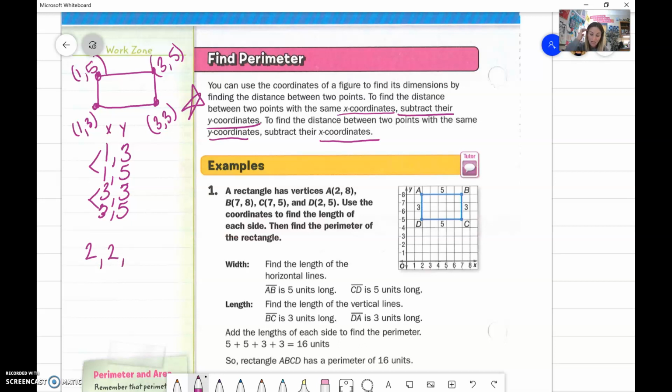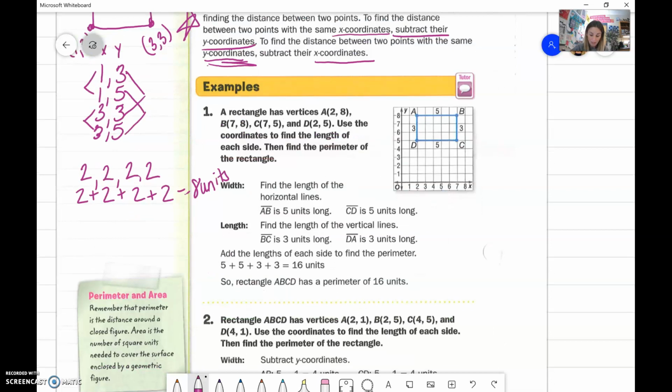And then to find the distance with the same y-coordinates, I'm going to look at the y-coordinates. Notice these 3 and 3 are the same, and 3 minus 1 is 2. It's kind of weird that I picked the same distance, but that's okay. And then 5 and 5 are the same, so I take the x-coordinates: 3 minus 1 is 2. So the perimeter is 2 plus 2 plus 2 plus 2, so 2, 4, 6, 8. The perimeter would be 8 units. That would be the outside.